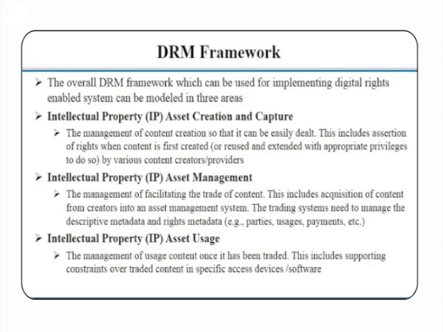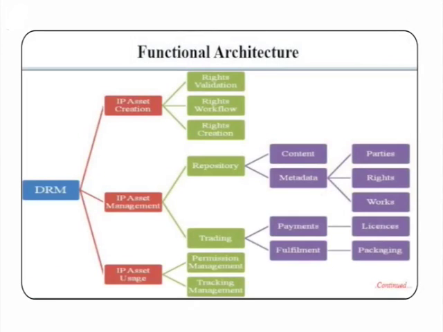Intellectual property asset management is the management of facilitating the trade of the content. It includes acquisition of content from creators into an asset management system. The trading system needs to manage the descriptive metadata and the rights metadata. Whereas IP asset usage is management of usage of content once it has been traded. This includes supporting constraints over traded content in specific access devices or software. Here is the schematic which shows the functional architecture of the DRM. We will discuss each component in detail.